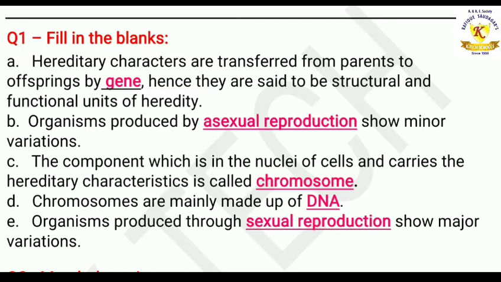Third, the component which is in the nuclei of cells and carries the hereditary characteristics is called dash. Answer is chromosomes. Fourth, chromosomes are mainly made up of dash. Yes, the answer is DNA. Fifth, organisms produced through dash show major variations. Answer, sexual reproduction.